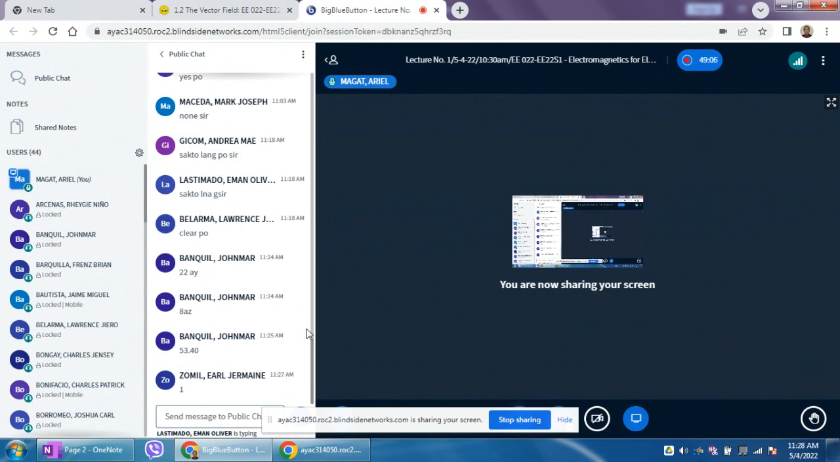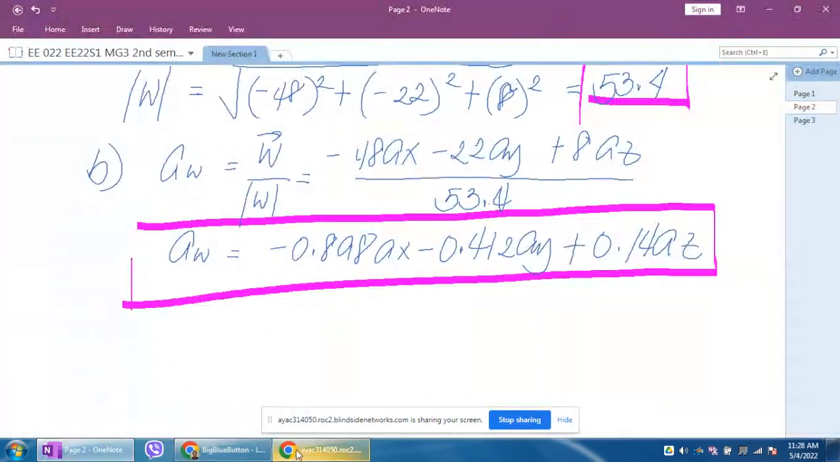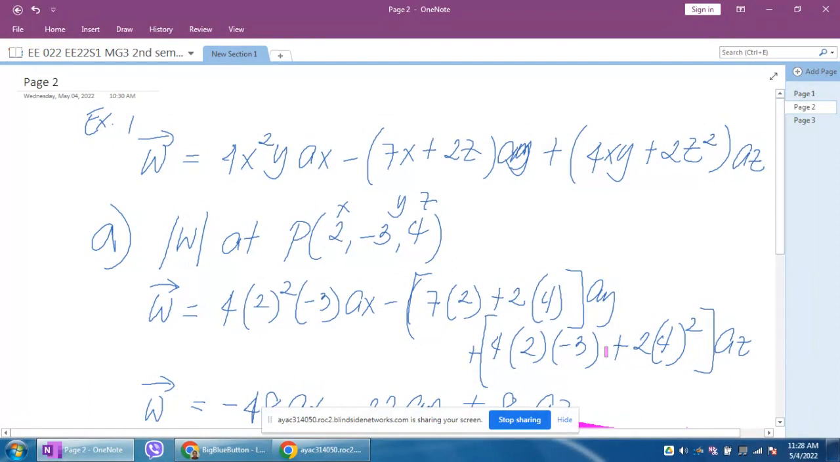Earl, that's correct. Tama po si Earl Somil. Lawrence Eman, that's correct. Pag sinabi pong unity, we have 1. Kaya po meron tayo sa electrical na unity power factor. Ibig sabihin po noon, ang power factor natin is equal to 1. Tama yan, Eman. 1 is correct. So, unity is 1. So, at what points on the z-axis is the magnitude of W equal to unity?